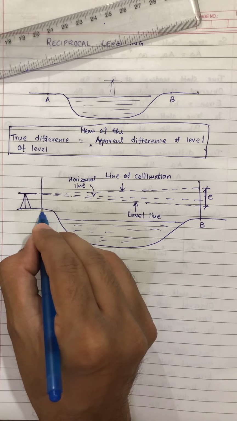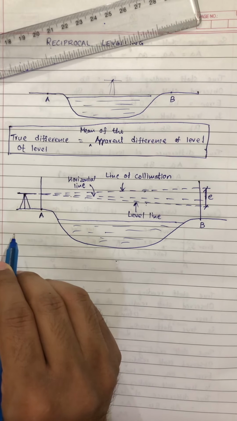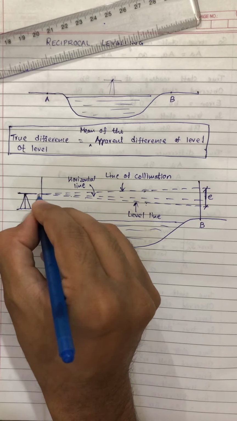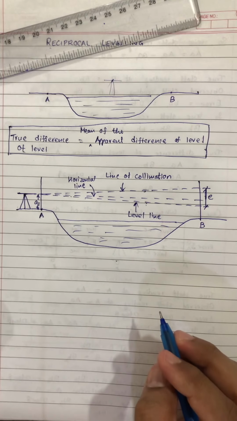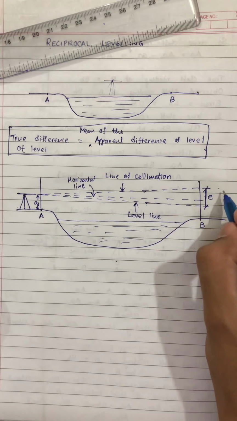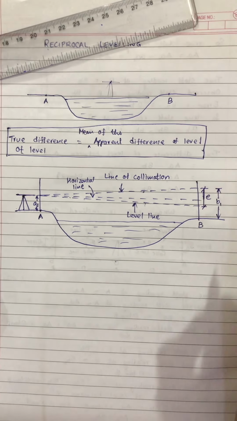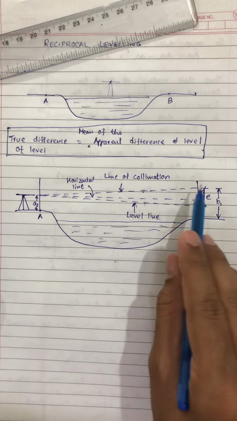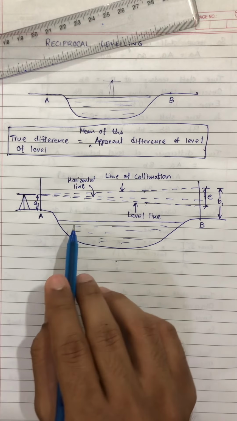Now, as this level instrument is set up very near to point A, very near to the leveling staff at point A, we can say that it will show the true reading. Suppose this reading is A1 and this will show the true reading, and the observed reading at point B is B1 because this is the line of collimation. This is the reading that we are observing. So this is the first setup.